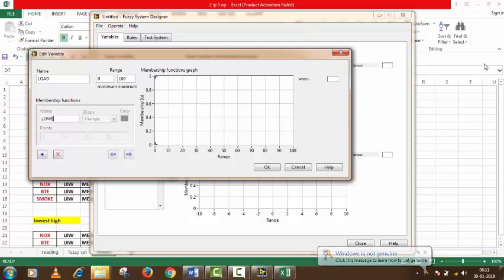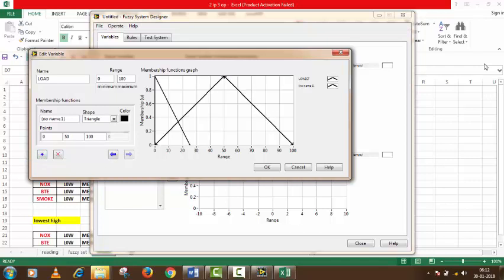The first value is for lowest: 0, 0, 25. Next comes automatically, because once you fix 0, 50, 100, it takes the difference of 25, 25, 25. But we have to give the name. So I am giving the name medium. Next, 50, 100.